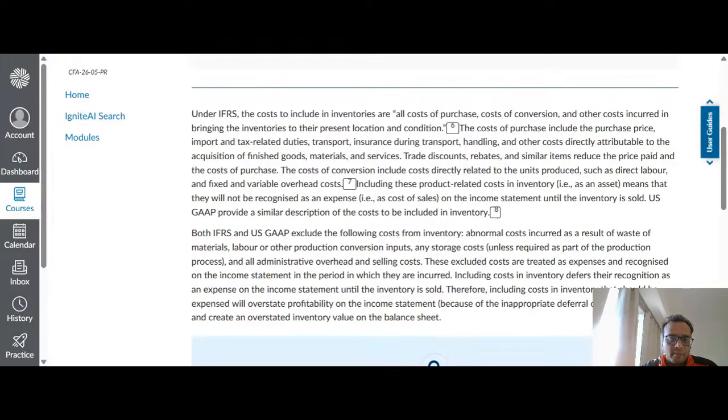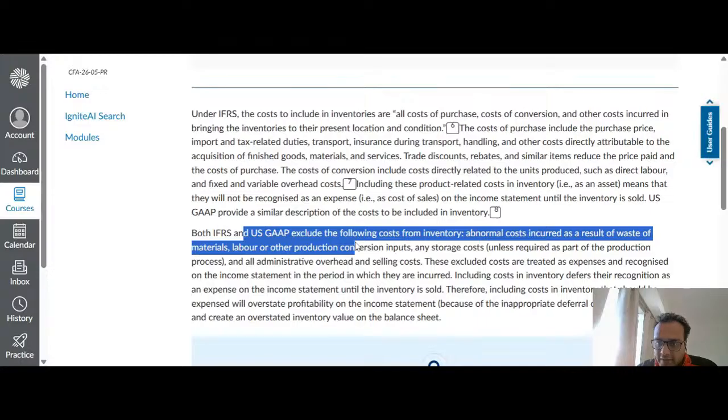Both IFRS and US GAAP exclude the following costs from inventory: any abnormal cost as a result of waste of material, labor, or other production conversion inputs; any storage cost, unless it is a part of the production process; administrative overheads; and selling cost. Because if selling has not happened yet, how do I add it to inventory?